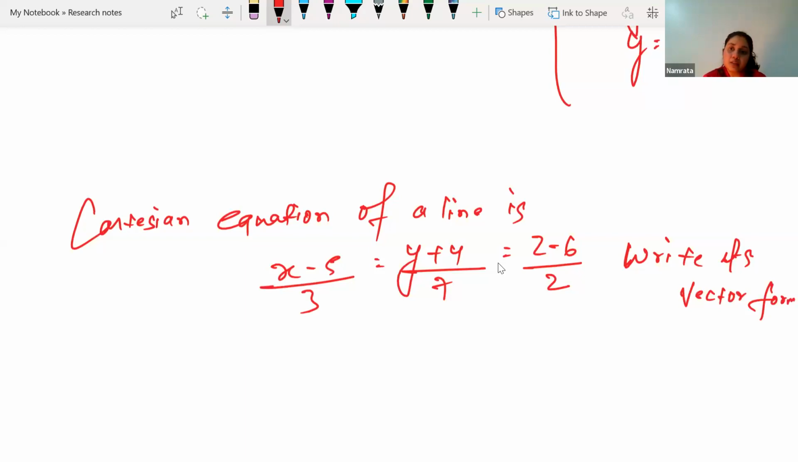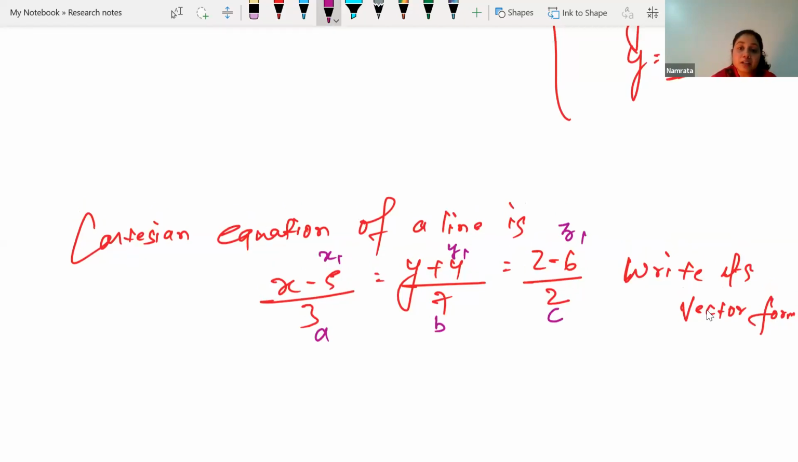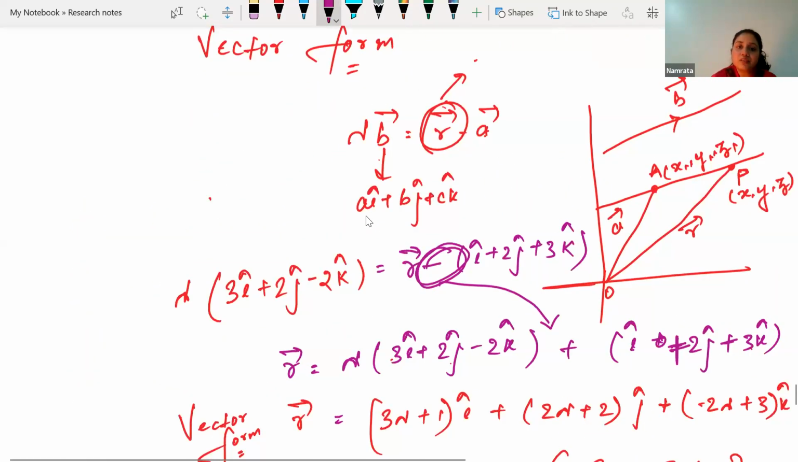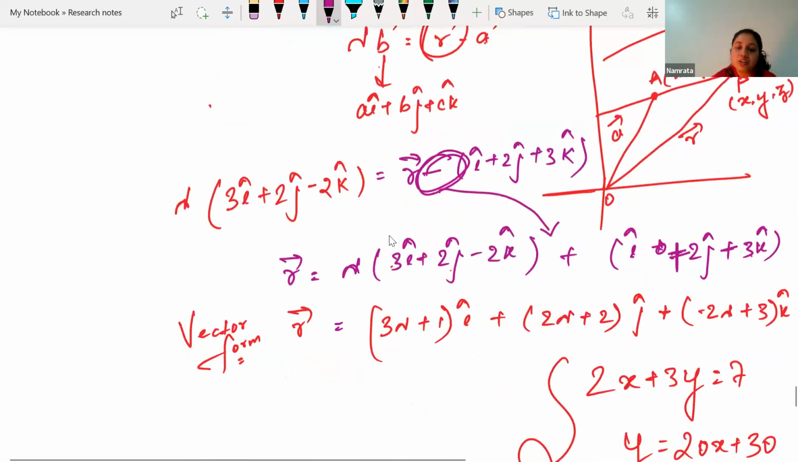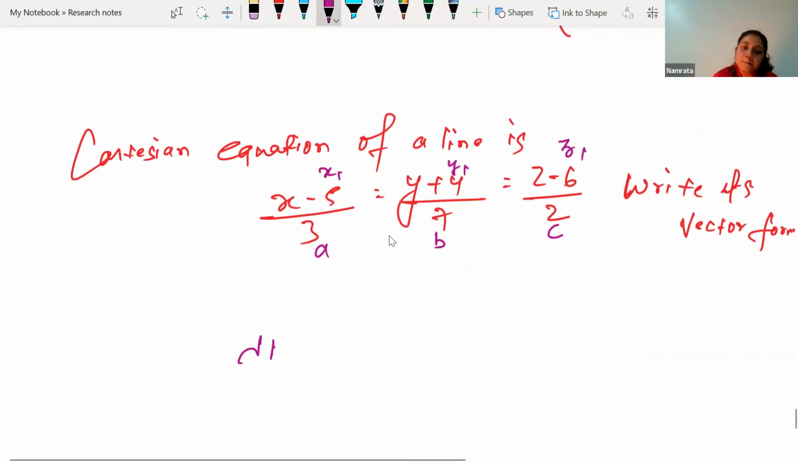Now we have done the same thing, but there the coordinate was given and the parallel line in vector form was given. Here we have to identify, okay, this one is the x1 value, this one is the y1 value, this one is the z1 value, this is a, this is b, this is c. Now we have to write it in vector form. What was the equation of a line in vector form? It was lambda b is equal to r minus a.